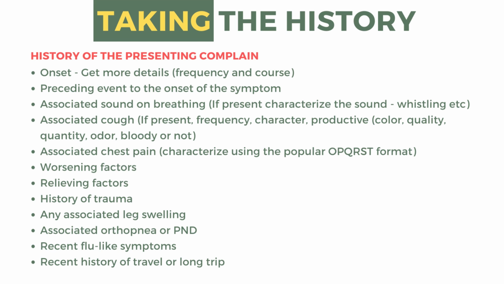Is there associated cough? If there is, how frequent does it happen? What makes it worse? What's the character? Is it productive? If it's productive, what's the color, the quality, the quantity? And is there any smell? Is it bloody or not? Is there any associated chest pain? And if there is, you should characterize the pain using the OPQRST format. That's for onset, position, quality, radiation, the severity, and the timing.